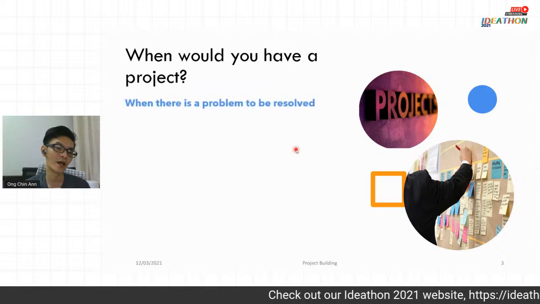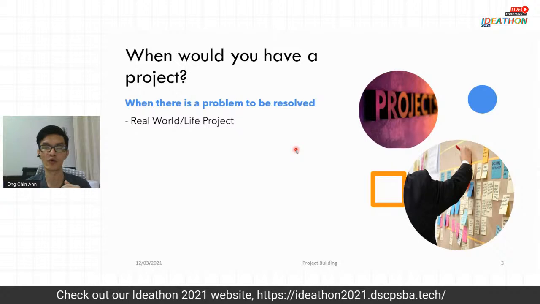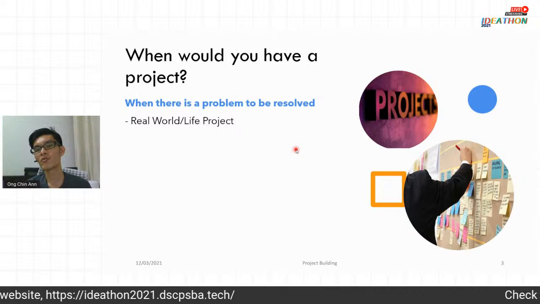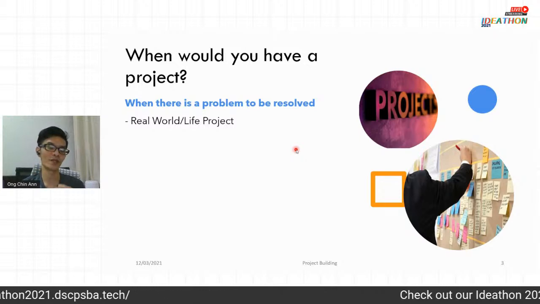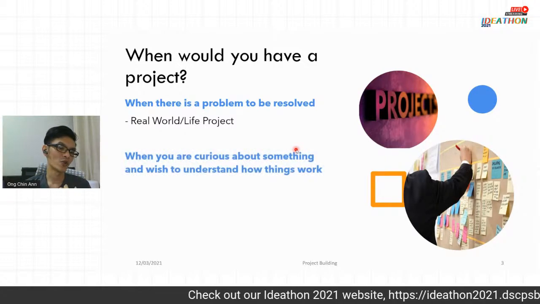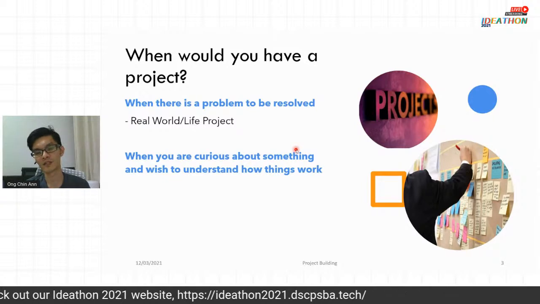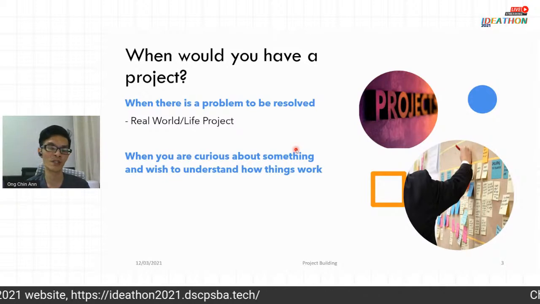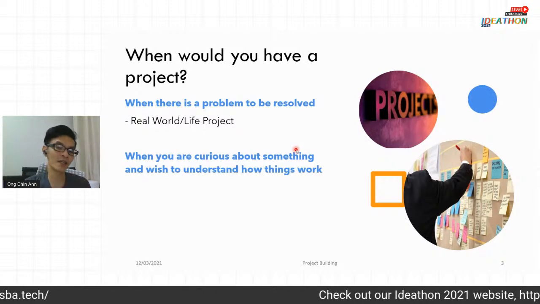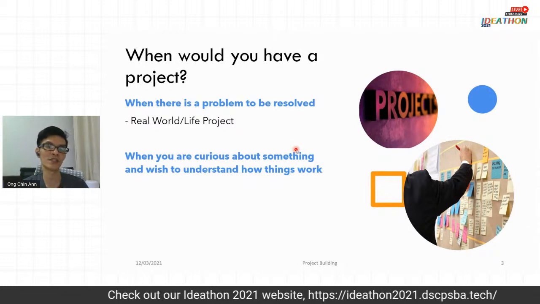So what I will say is that when you have a problem to solve, then you will have this kind of real world or life project, right? So it's very important that you need to be able to know what is the problem that you're going to solve, right? So when you have a problem that you want to solve, then you have a project, right? Sometimes you may be curious about something, and you wish to understand how this thing works, right? Out of your curiosity, you want to figure out why this thing happened and why that thing happens, right? So when you're trying to find this kind of answer, it's also considered as a project.